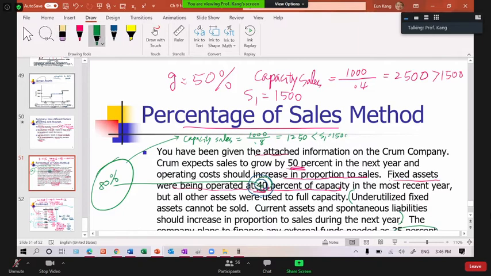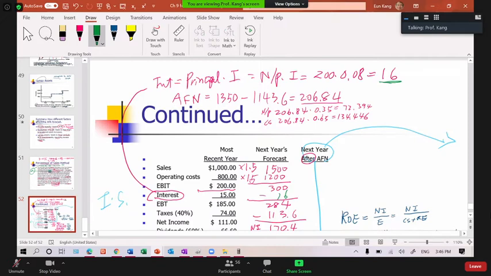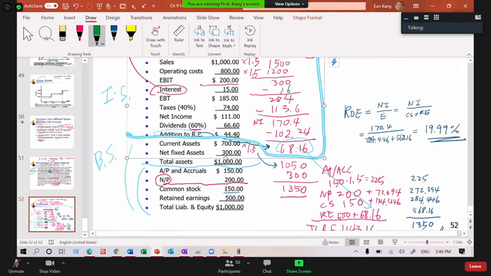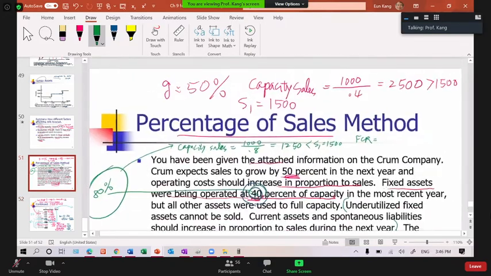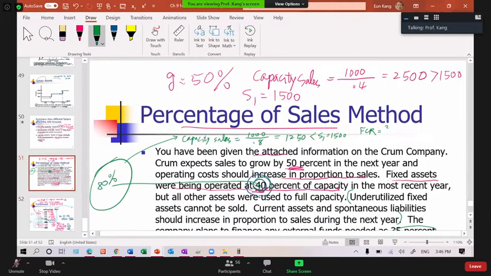So in this case, you have to calculate the full capacity ratio. That is, your fixed asset is what? 300, right? So 300 over capacity sales 1250, right? So you calculate that.